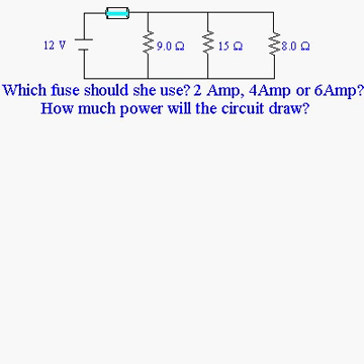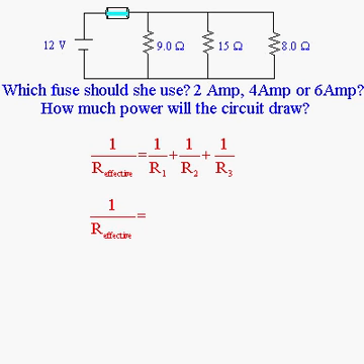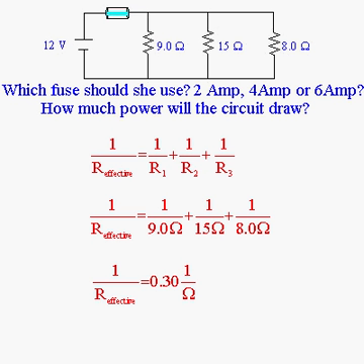When resistors are hooked up in parallel, their effective resistance is calculated as 1/R_effective = 1/R1 + 1/R2 + 1/R3. So 1/R_effective is 1/9.0 ohms + 1/15 ohms + 1/8 ohms. Now remember, we have to add these as decimals, so we'll convert each one of those to decimals and then add them. And when we do that, we find that 1/R_effective is 0.301 1/ohms.